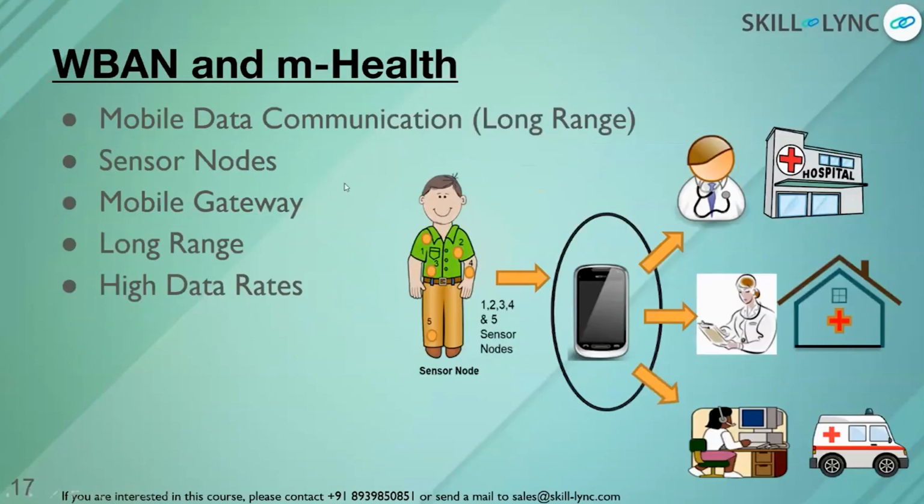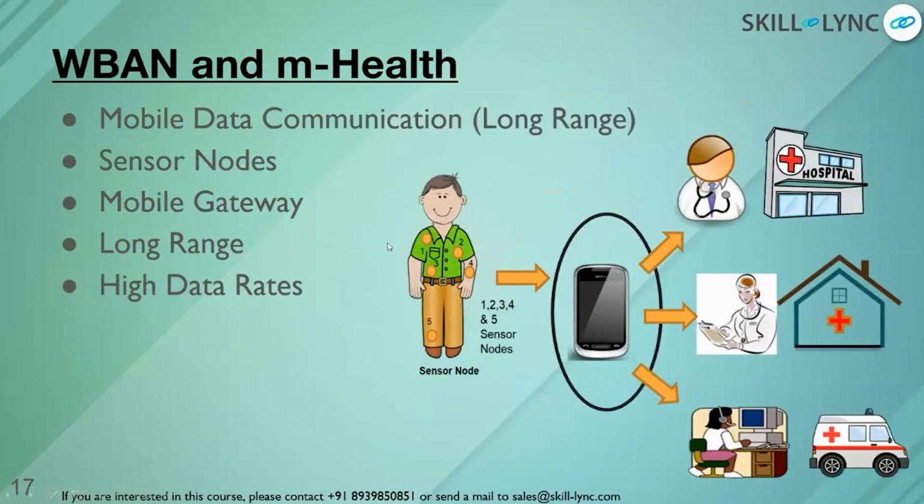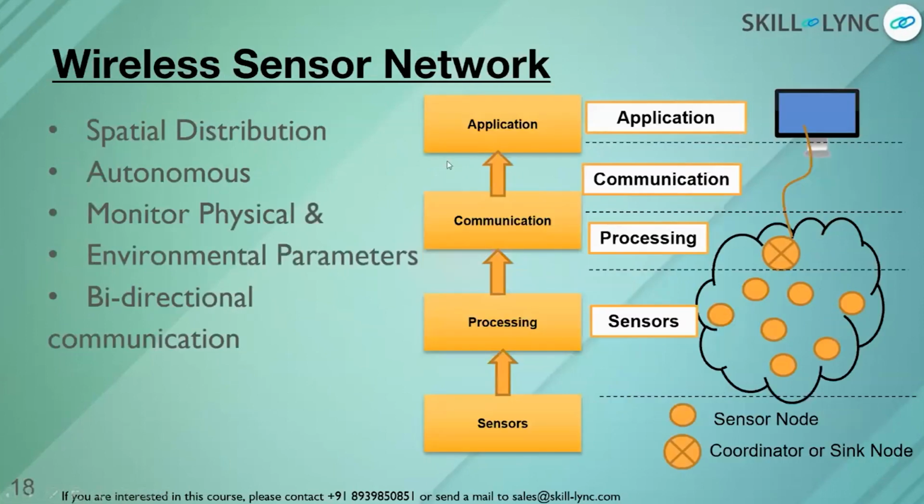If you see this picture here, you can see 1, 2, 3, 4, 5. These are, like I told you, sensors. These sensors are not interconnected by wires; they are wirelessly connected. If the sensors are wirelessly connected and different sensors are monitoring different parameters, then it is called a wireless sensor network. The sensors will be spatially distributed on the patient's body, as you can see here. They act autonomously and monitor physical or environmental parameters, and they do not have any wired interconnection.